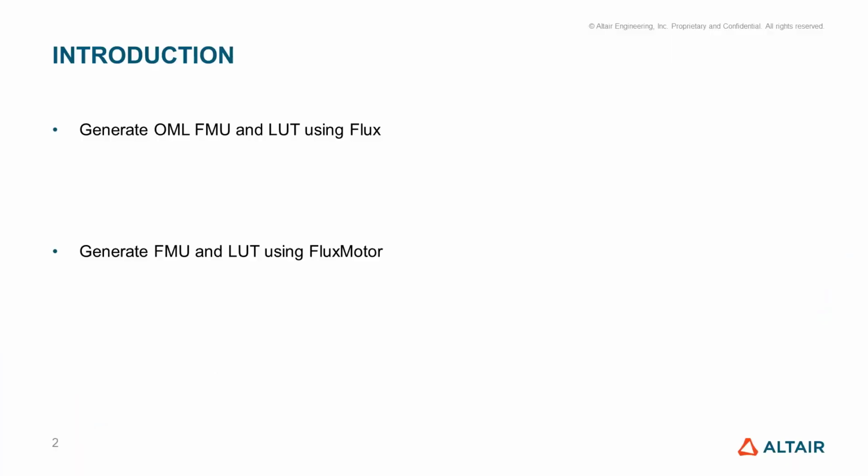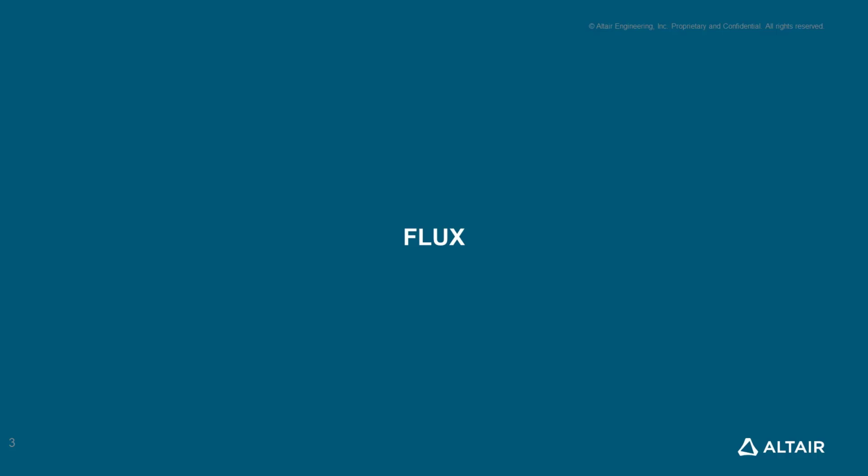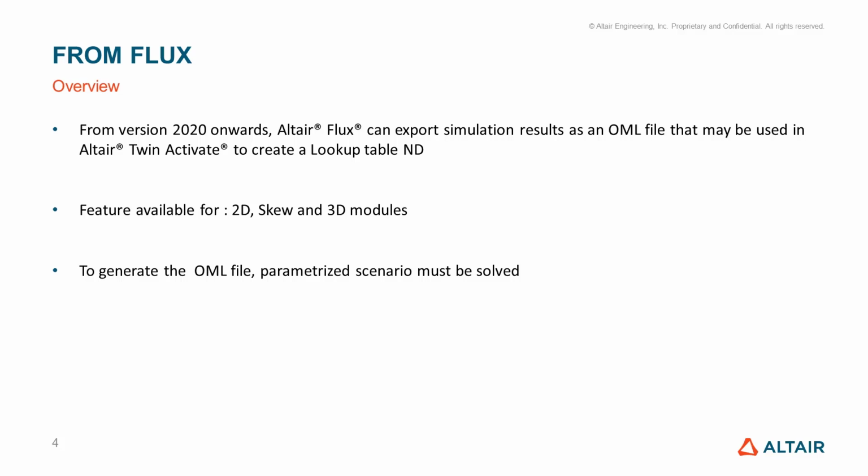During these first 10 minutes, we will see the possibility of generating the lookup table using Flux and Flux Motor. In the first part, we will see the different possibilities available in Flux. In Flux, there are several formats that we can export, like OML file, FME block, CSV file, TXT file, and lookup table. We start with the OML file.